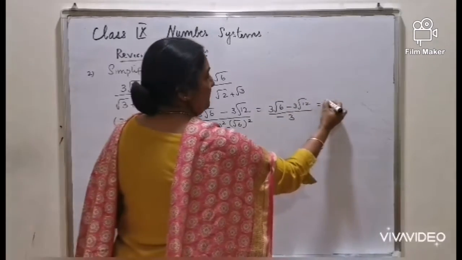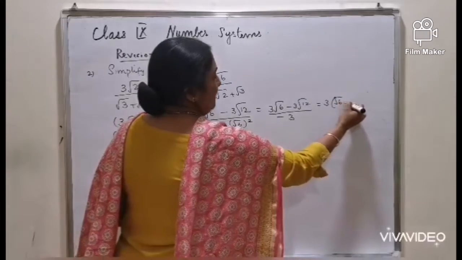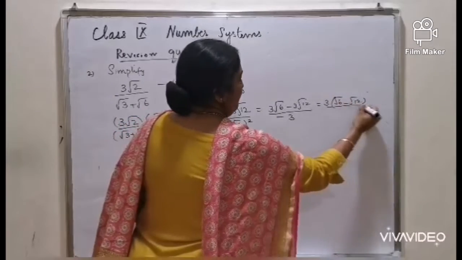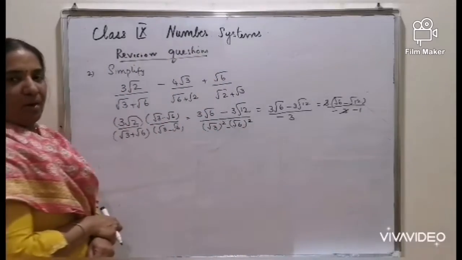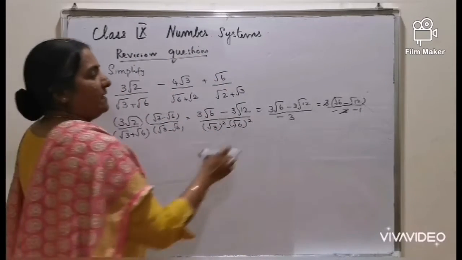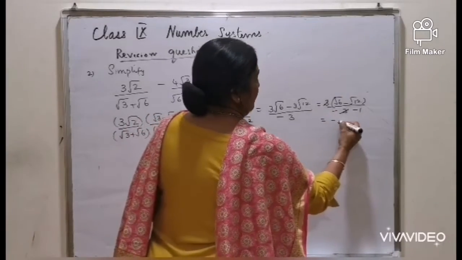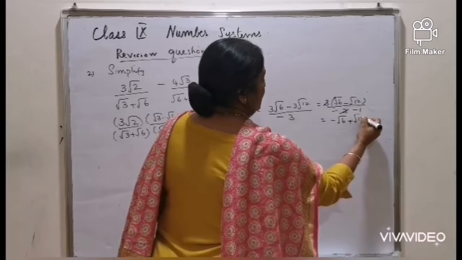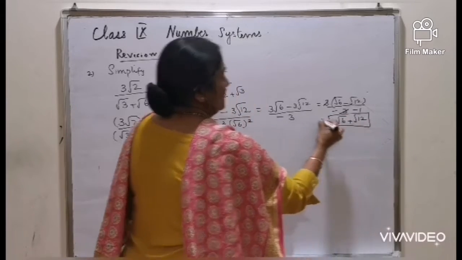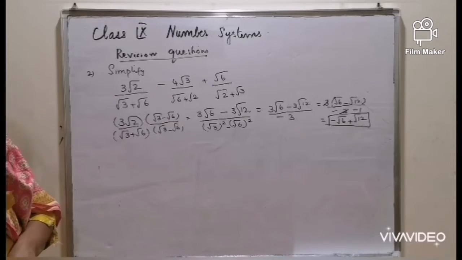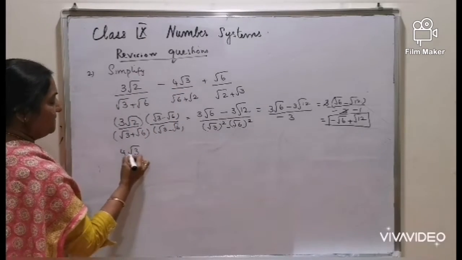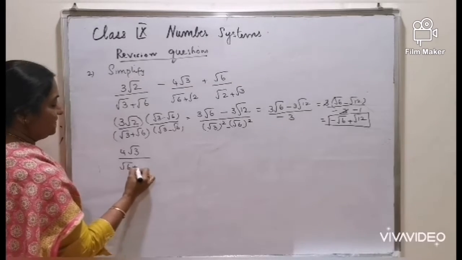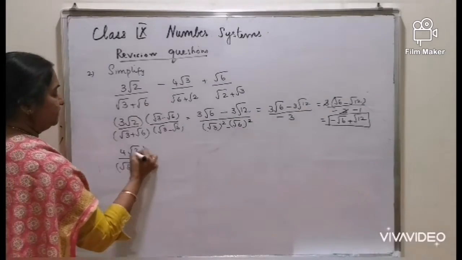By taking the common factor, 3 into root 6 minus root 12 by minus 3, it stands as minus 1. When you have a denominator minus 1, minus root 6 plus root 12 is the answer for the first term. Similarly, 4 root 3 by root 6 plus root 2.